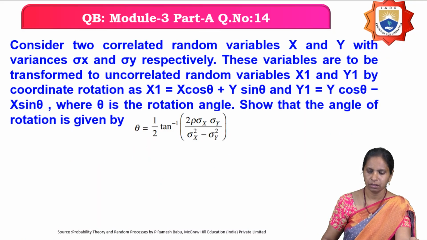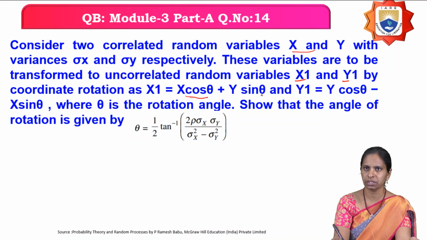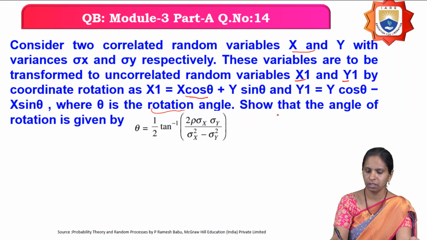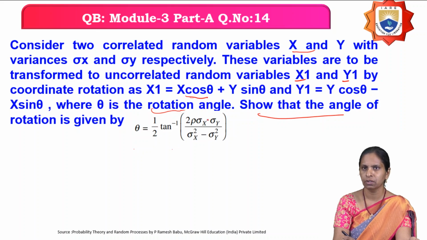Next one is, they have given two random variables x and y, and then they have transformed them into two new random variables x1 and y1 using the coordinate notation x1 equals x cos theta plus y sin theta and y1 equals y cos theta minus x sin theta, where theta is a rotation angle. What you have to show is that the angle of rotation theta equals 1 by 2 tan inverse of 2 rho sigma x sigma y by sigma x square minus sigma y square.